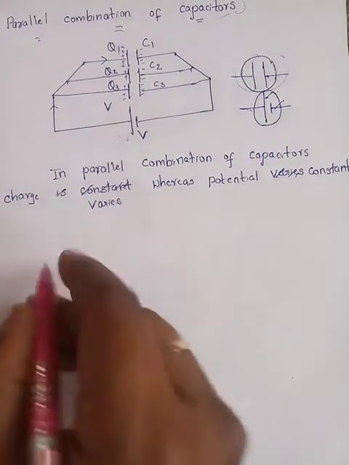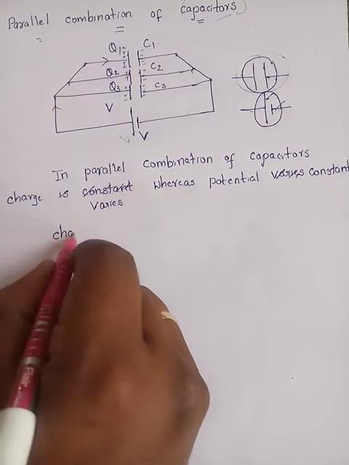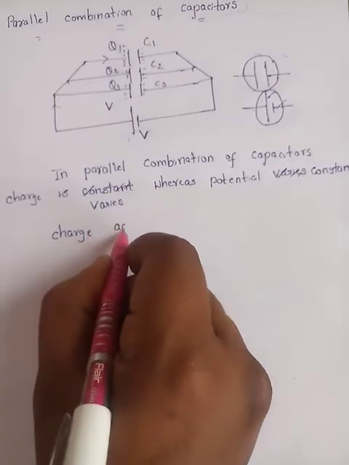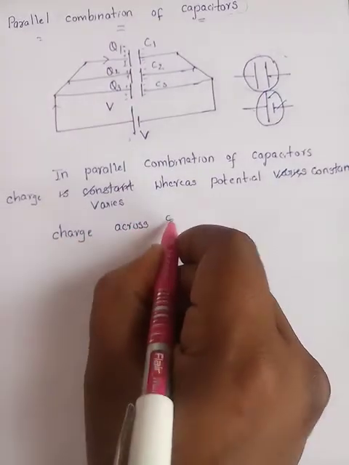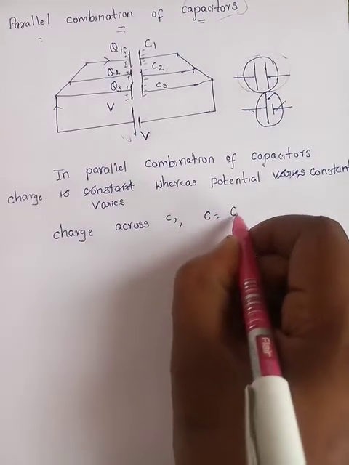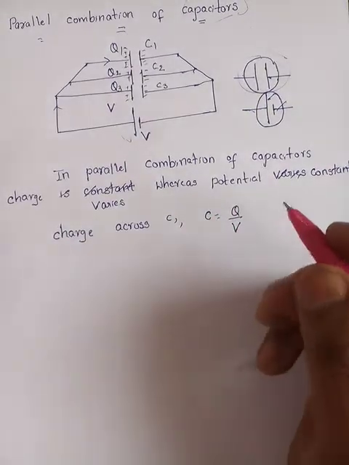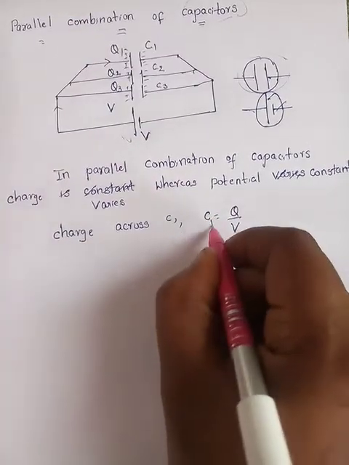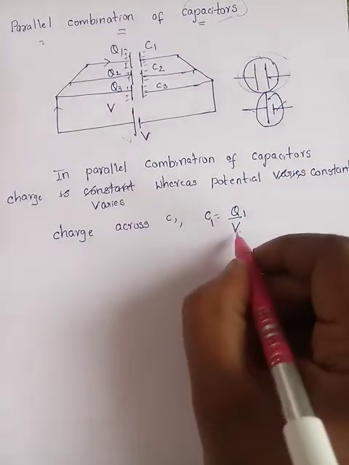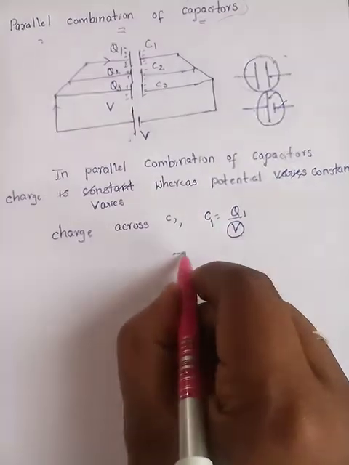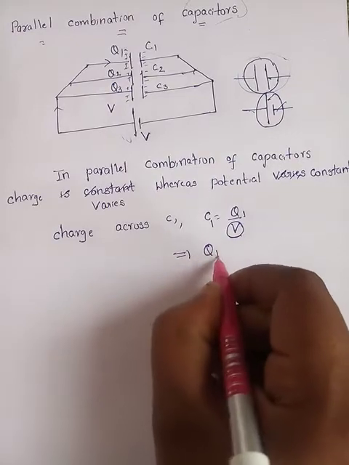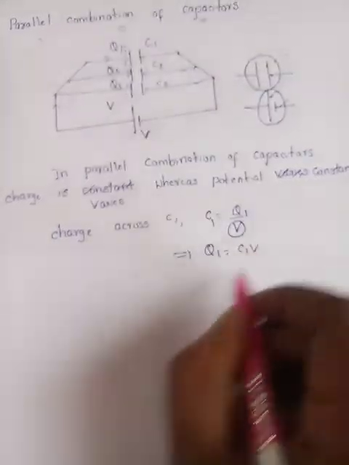Now, what do we have to calculate? Charge, right? So, the charge across each capacitor. Charge across C1. What is C? C is equal to Q by V. Here capacitance is C1, the charge on capacitor C1 is Q1, and potential is V. From this, Q1 is equal to C1 into V.